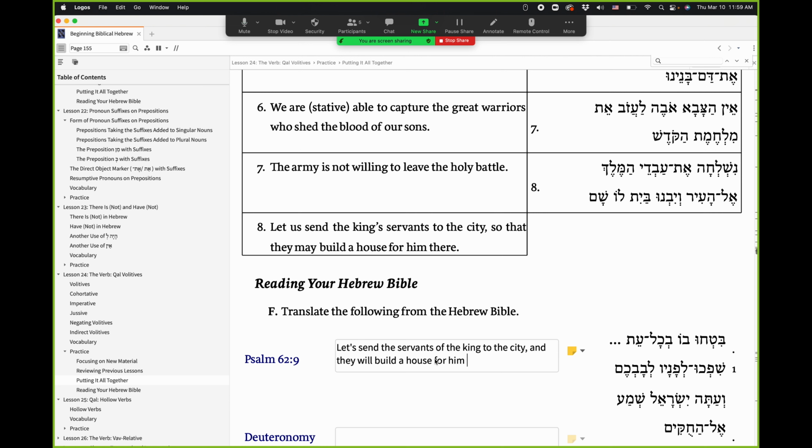Where will they build it? There. So this can go, they will build there a house for him. They will build a house there for him. They will build a house for him there. Any of those work. Especially they will build a house there for him. That's perfectly legitimate translation in English. I could be done here.